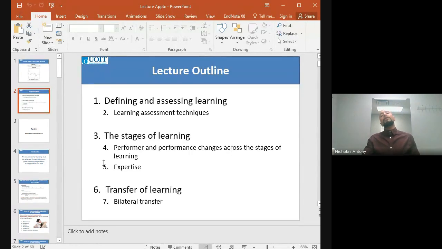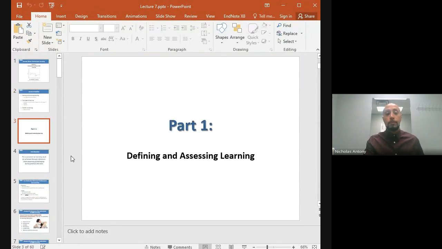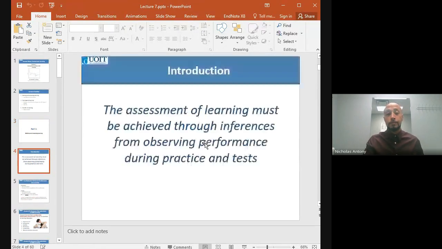So the breakdown of today's lecture is what you see on the slide here. We're going to first discuss and define learning and the tools used to assess that. We're going to talk about two different theories on the stages of learning. One of them we've already talked about, and then we'll talk about this idea of transfer of learning. So let's first start off with defining and assessing learning.